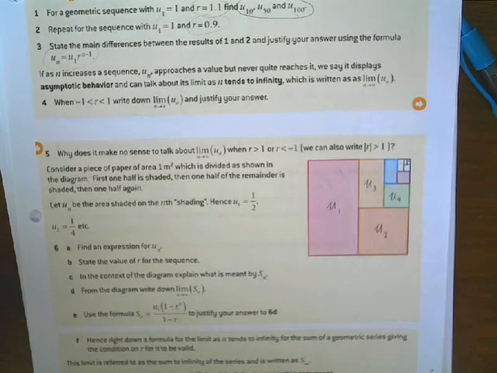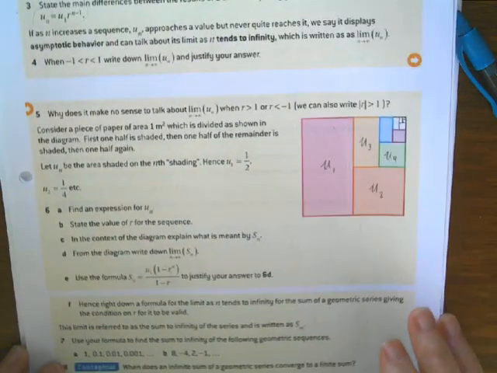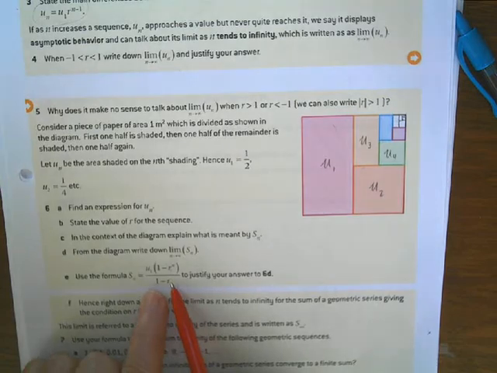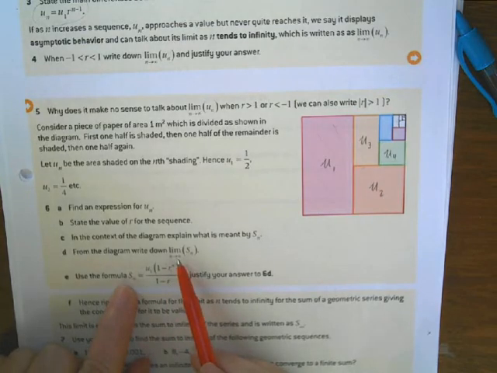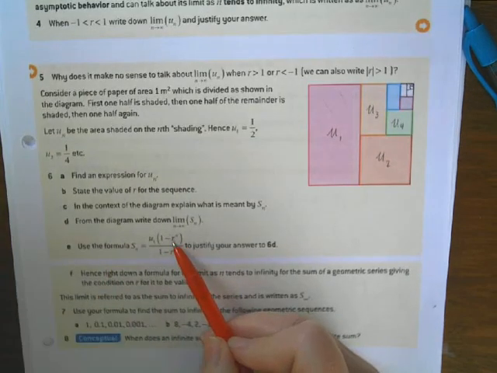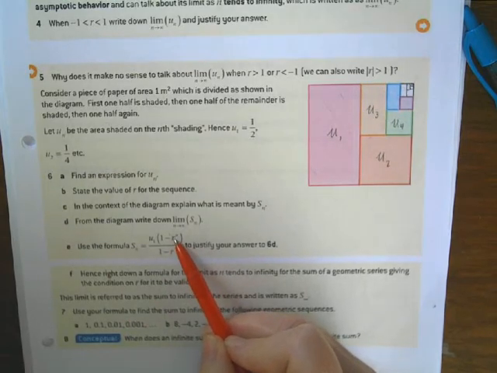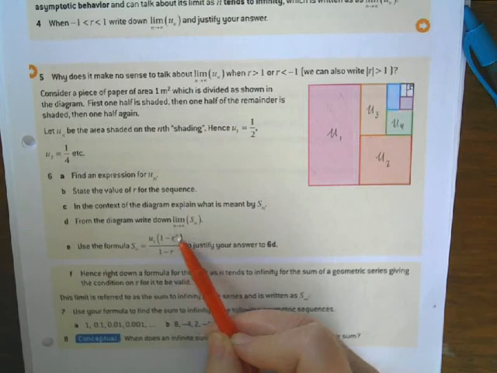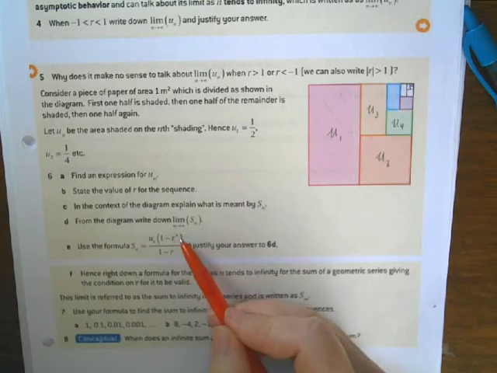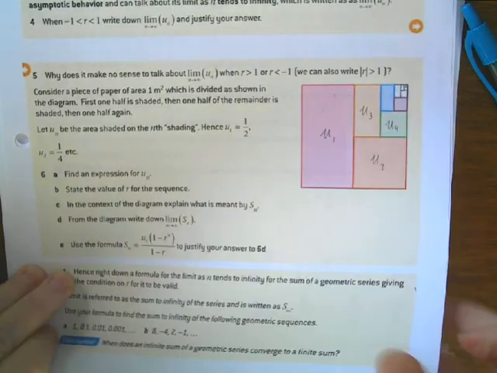And once you've filled the square, what's the area? The area is 1. So if we use this formula and we say that n is infinity, then think about this: r to the infinity. So r is 1/2. 1/2 multiplied by itself an infinite number of times. What's happening there?